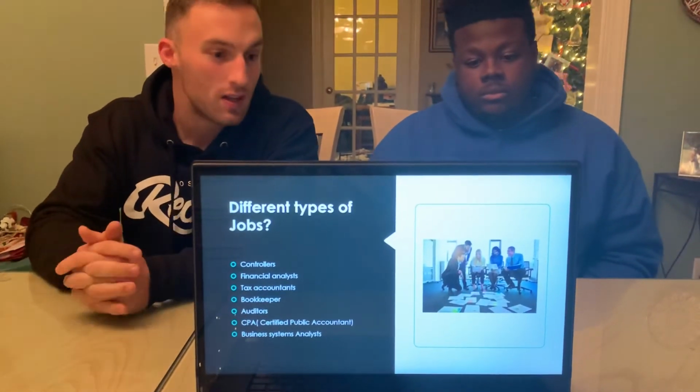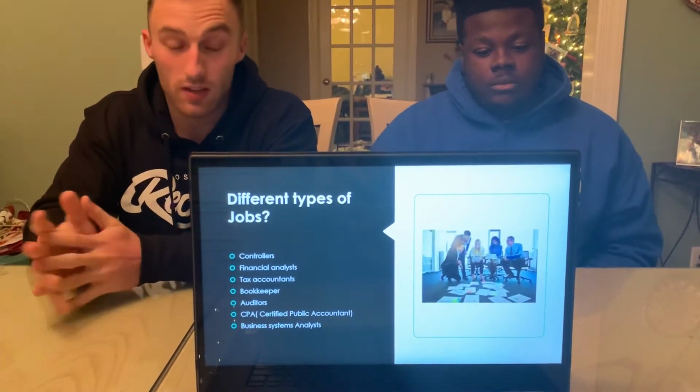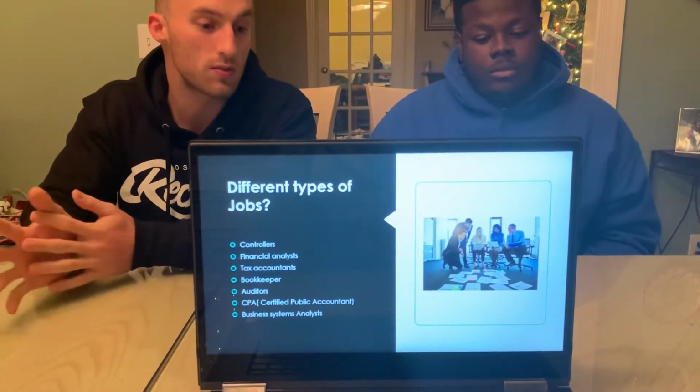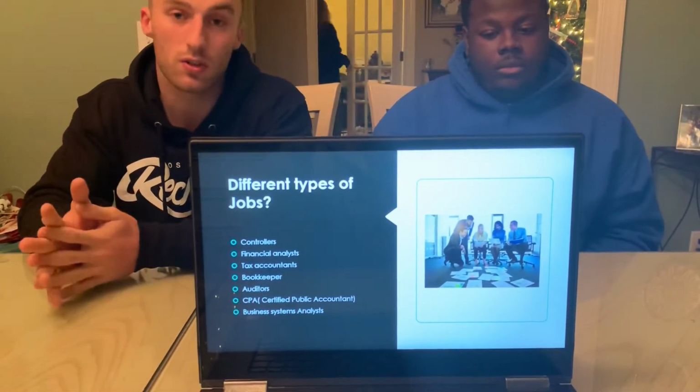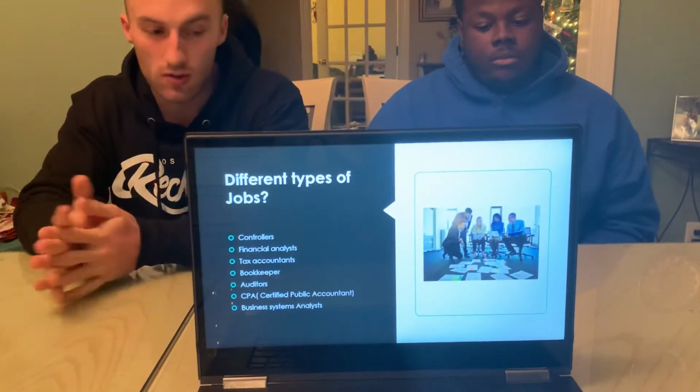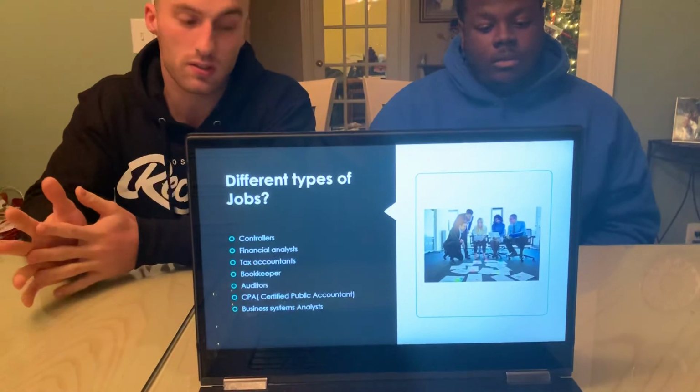Following accounting, you have controllers, financial analysts, tax accountants, bookkeepers, auditors, CPAs, which are certified public accountants, who also do your tax returns, 401ks, all things regarding that. And also business systems analysis.